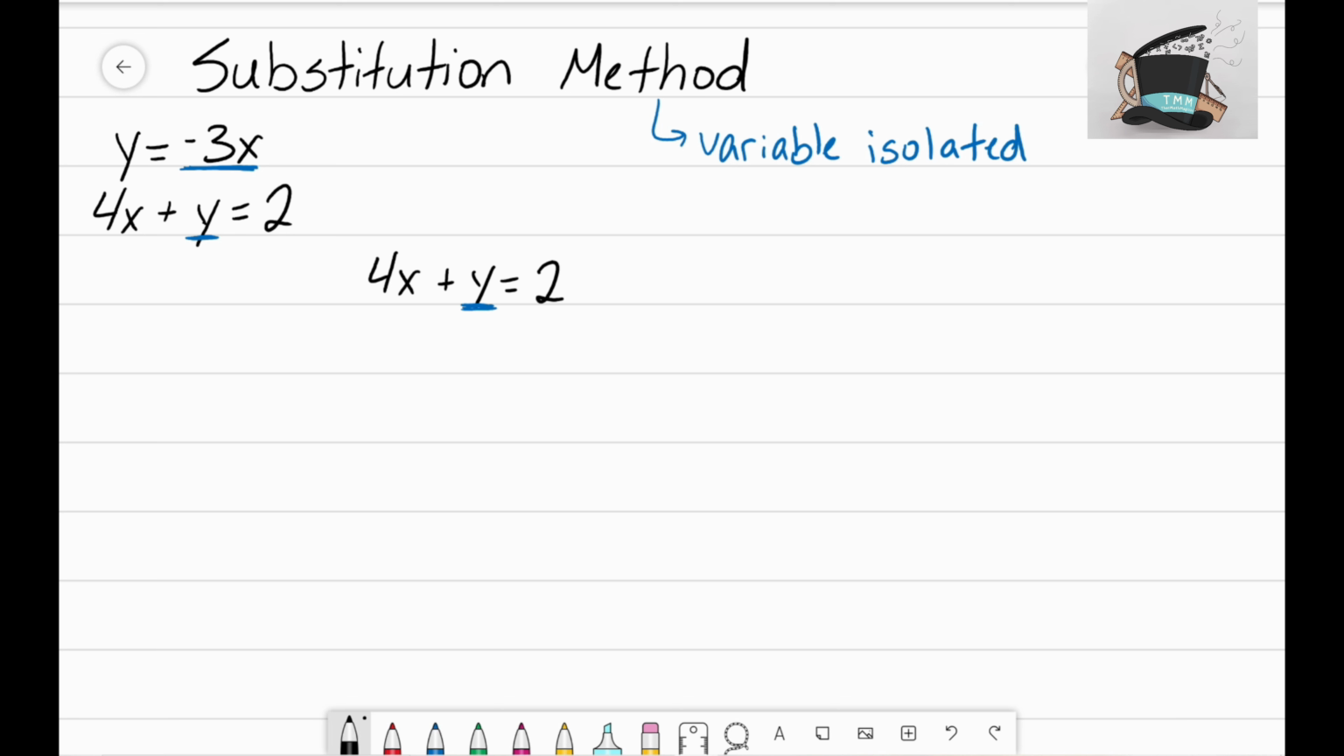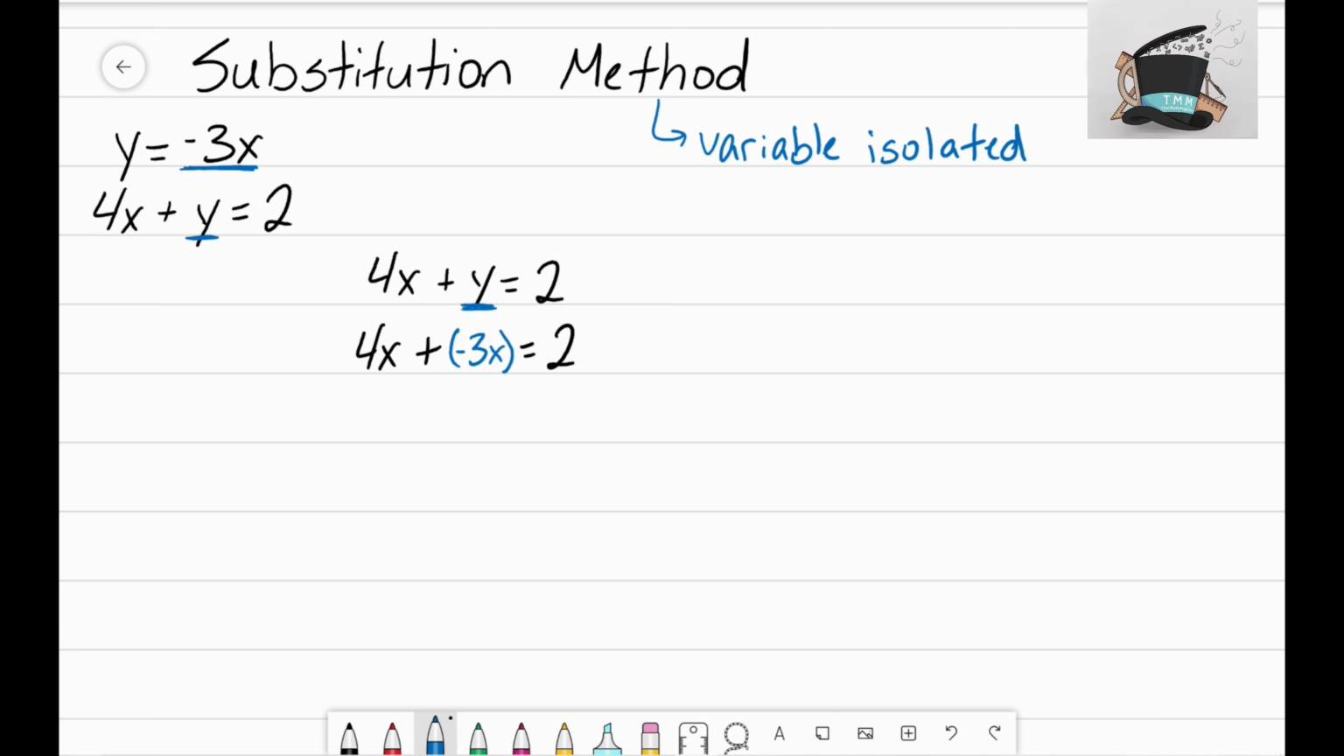So what that means is I can take this second equation, which is 4x plus y equals 2, but instead of writing y, I can write what y equals, and y equals negative 3x. So instead of writing plus y, I'm going to write plus negative 3x, because that's what y equals. The whole reason we do this is that now I have an equation where I only have one variable. I have only x variables here. I have gotten rid of the y variable, and now I'm able to solve this problem.